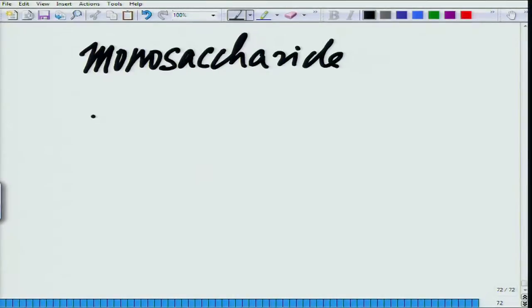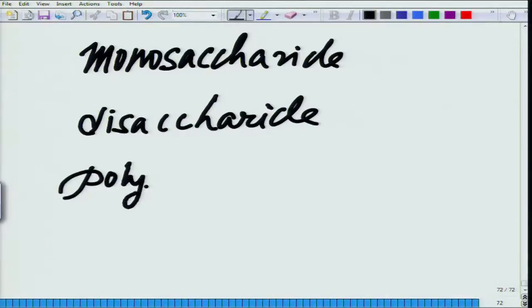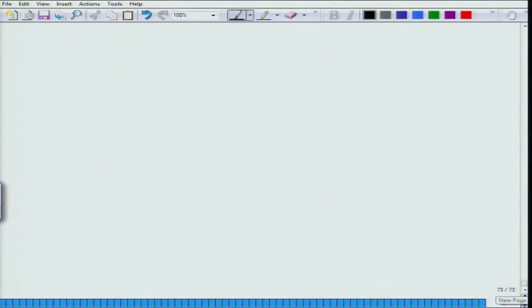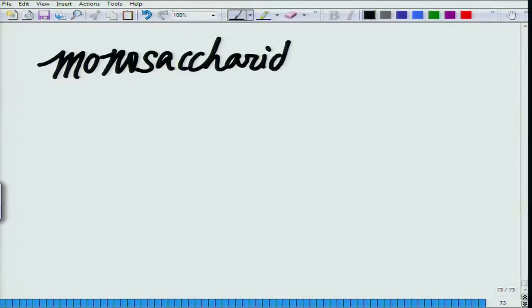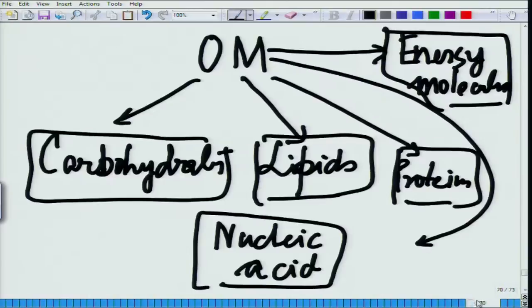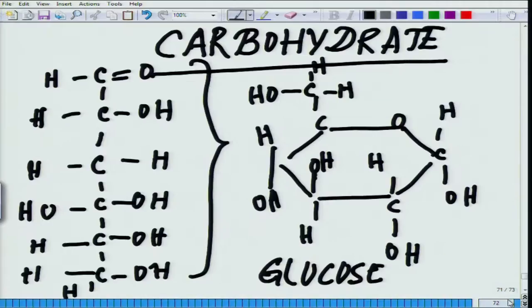Okay. Now, they could be monosaccharide, they could be disaccharide, I will come to that, they could be polysaccharide. Okay. What does this mean? So, monosaccharides are basically glucose and fructose. Glucose and fructose. These are the monosaccharides. They are single unit, very similar to the one which I drew here. This is a monosaccharide.